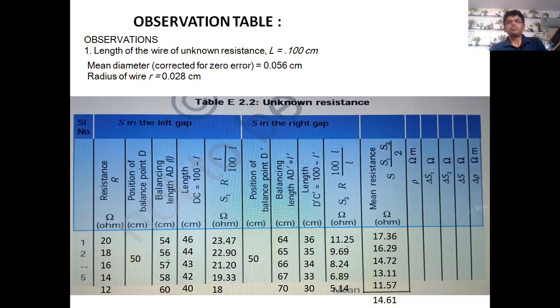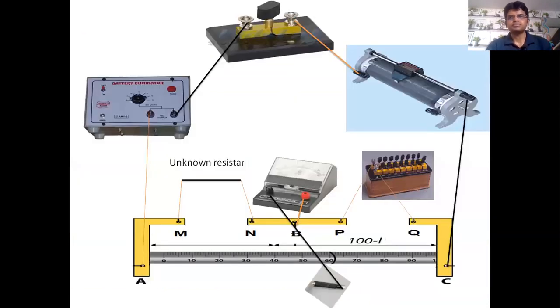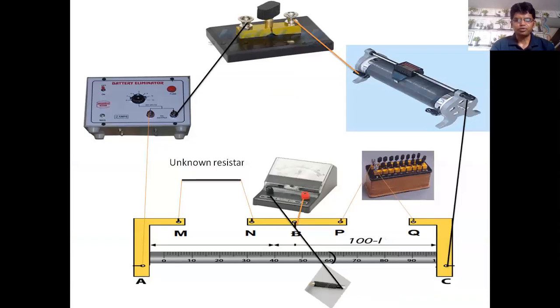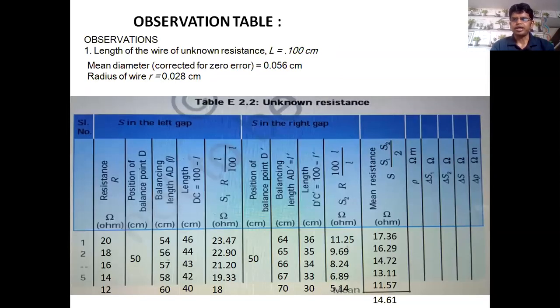Then you want S in the right gap. So friends, here we change the connection. Now you connect the unknown resistance between MN and the known R between PQ. You stop your circuit connection and interchange the unknown resistance and the known R box, and again you start the practical. Again you take values 20, 18, 16, 14, 12. Again you start from the A point, find the value of length, and with the help of calculation you find the value S2.